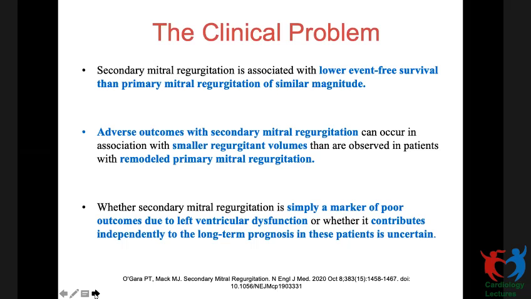When compared to primary mitral regurgitation, secondary mitral regurgitation is associated with lower event-free survival than primary mitral regurgitation of similar magnitude, and adverse outcomes with severe secondary mitral regurgitation can occur in association with smaller regurgitant volumes than are observed in patients with remodeled primary mitral regurgitation. Whether secondary mitral regurgitation is simply a marker of poor outcomes due to left ventricular dysfunction, or whether it contributes independently to the long-term prognosis in these patients is uncertain till now.